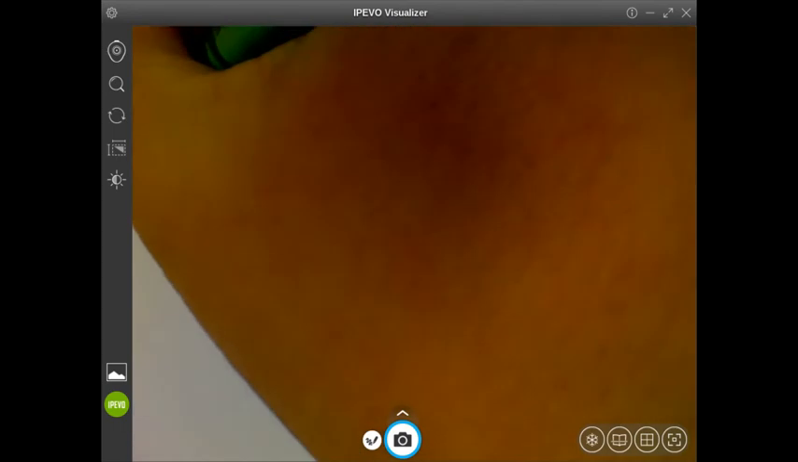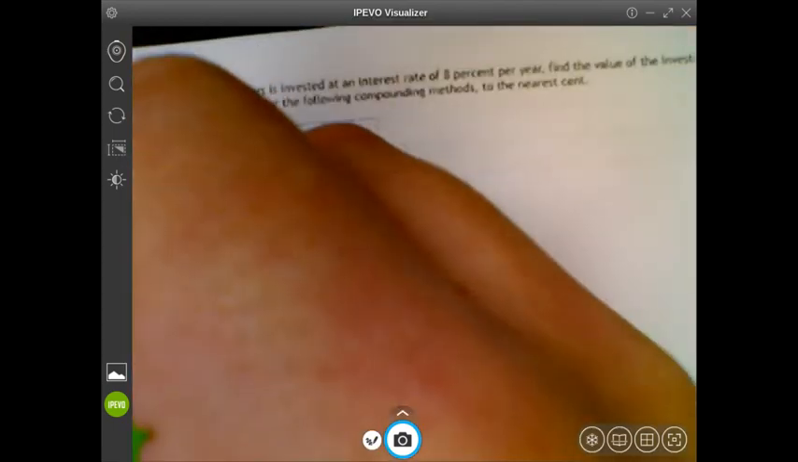All right, so I have 2 examples of these. It says if $19,600 is invested at an interest rate of 8% per year, find the value of the investment at the end of 5 years for the following compounding methods. Round to the nearest cent because we're talking about dollars. If you compound annually, that is once per year. Semi-annually would be twice per year. Monthly is going to come in at 12 times per year, and then daily 365. We're not going to mess around with leap years. There's actually an extra quarter day in the year, but it's just 365.